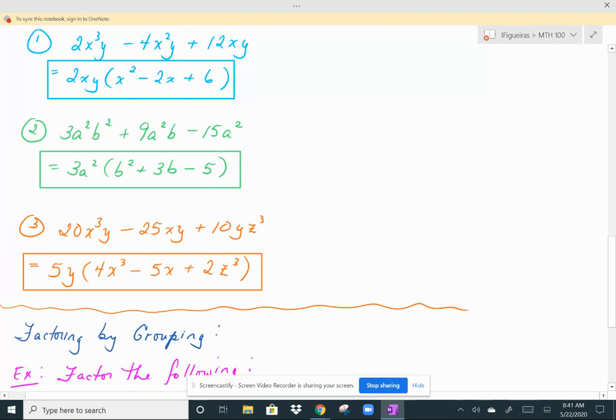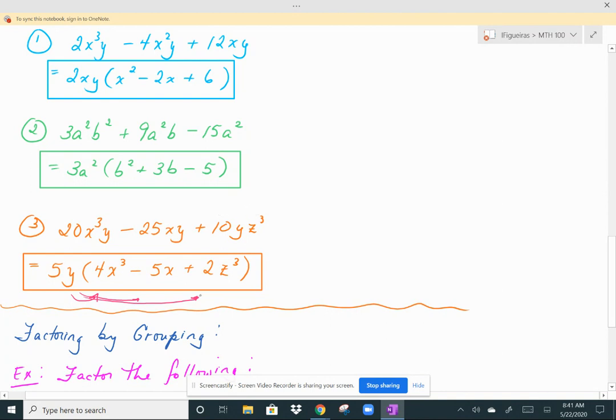So inside the parentheses, you are left with 4x cubed because 5y times 4x cubed gives you your first term. Second term is negative 5x because 5y times negative 5x gives me negative 25xy. And the third one is 2z cubed because 5y times 2z cubed gives me 10yz cubed.